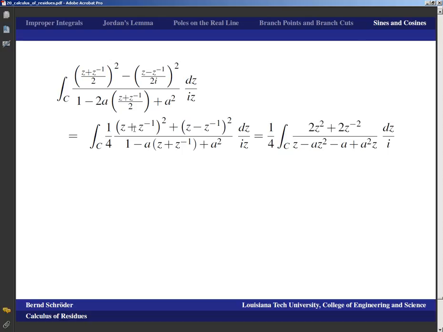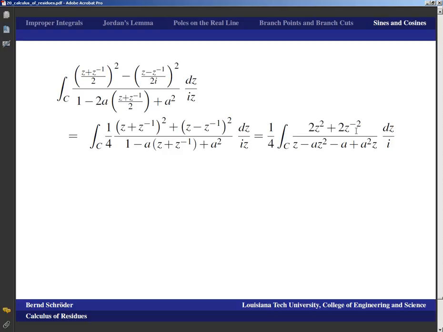If you multiply out the squares, the mixed terms go away, right? Because you get 2z inverse minus 2z inverse. And other than that, you have z squared and z squared, which gives us a 2z squared. And you get z to the negative 2 plus z to the negative 2, which is 2z to the negative 2.